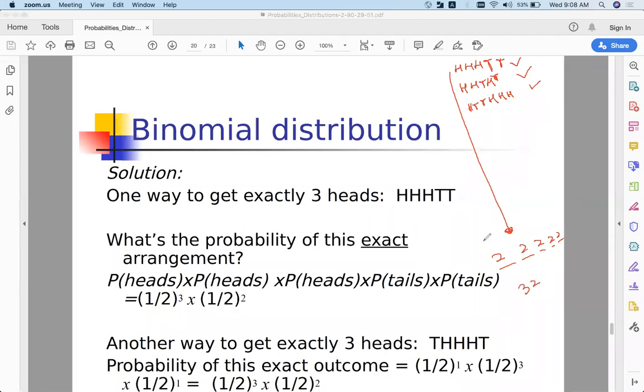Right? So there are two options: it could be head or it could be tail. Again, there are two options, head or tail. The third one also, again, head or tail. So the total number of options that you can have is 32.